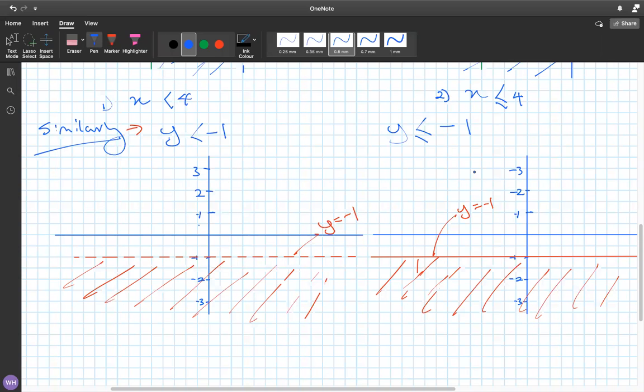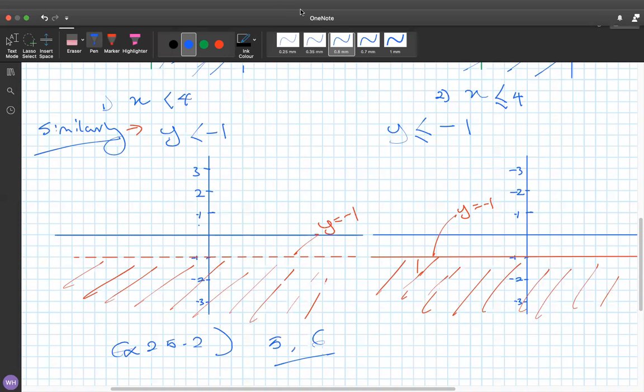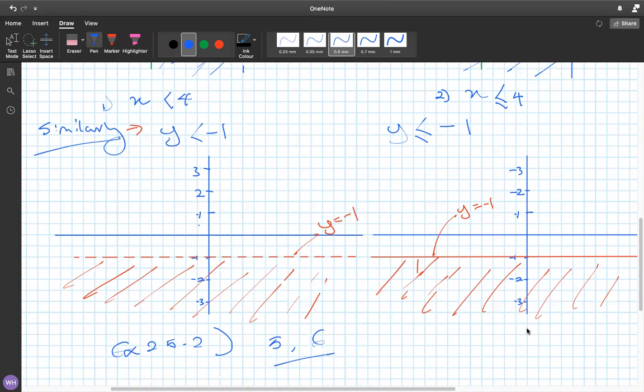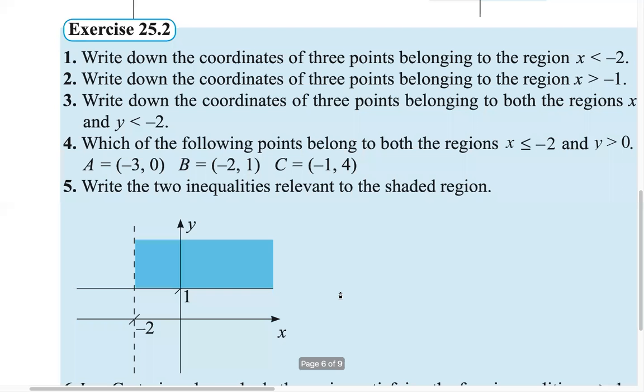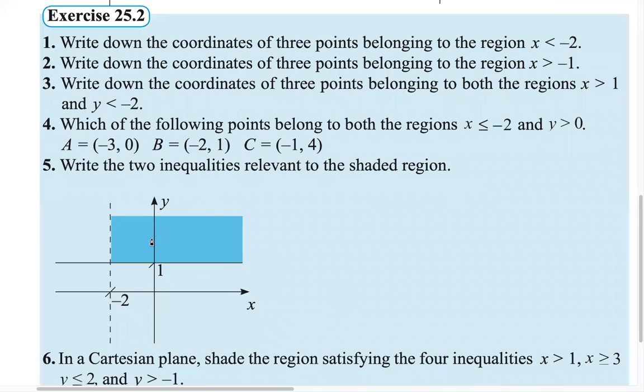Right. Hope you have finished it, right? Those who have finished can go to exercise 25.2, question number 5 and question number 6. Quickly. Those who haven't got the textbook, yes, you can see. Question number 5 and question number 6, this one and this one.